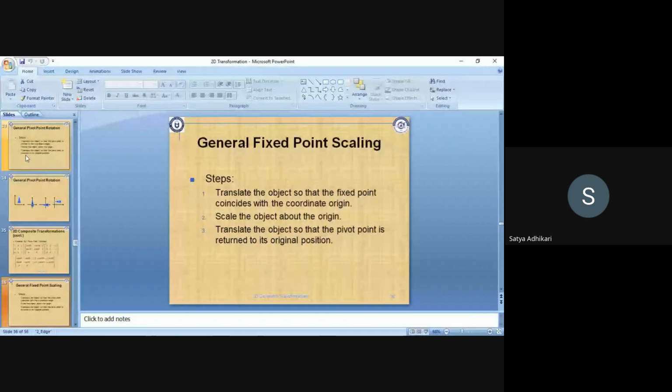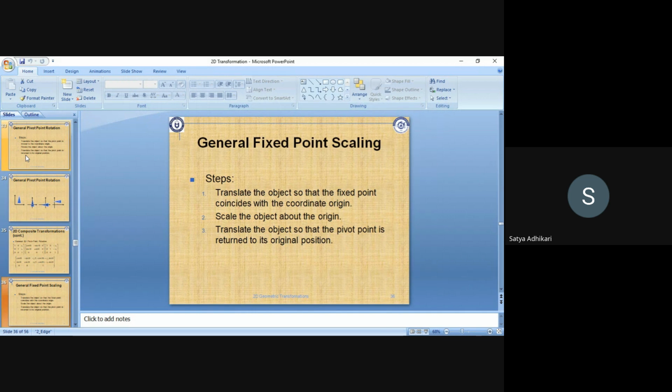Similarly, the same thing is there. Translate the object so that the pivot point, or fixed point, coincides with the coordinate origin. Once it has come to the origin, it is easy for us. Then scale the object, because now you are at the origin. With respect to the origin, you have the knowledge of how to scale the object. We have the scaling factors. You apply the scaling transformation matrix to get the new size. So we don't have any problem in step 2.